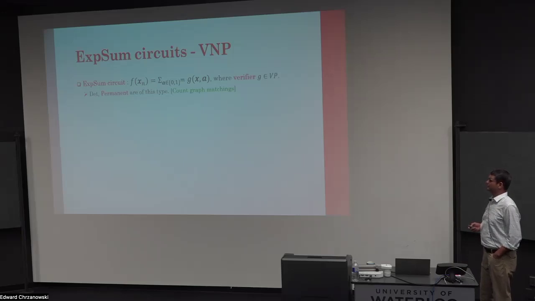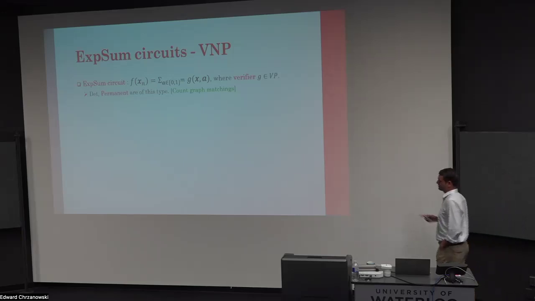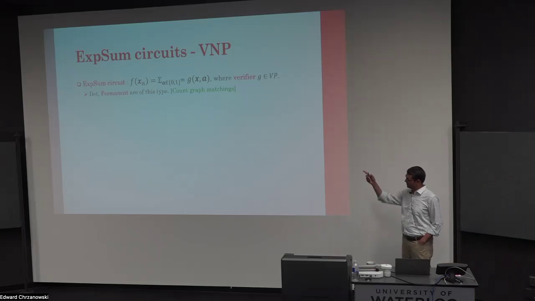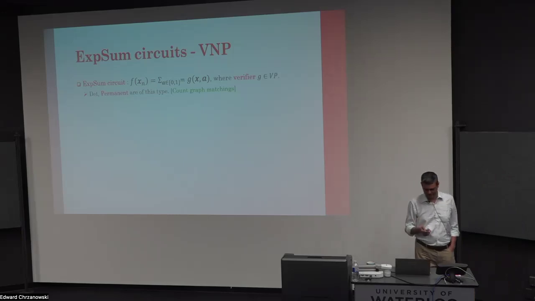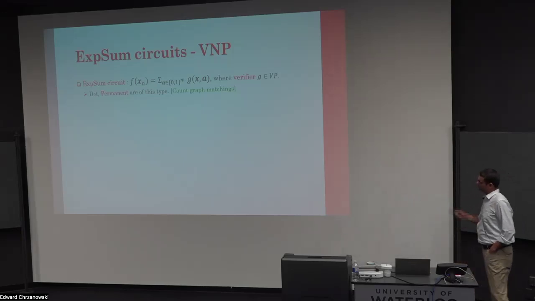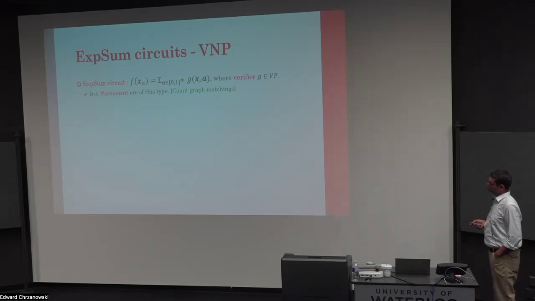I don't think it is easy to see that the determinant is also of this type. From the definition, you can somehow deduce this. But the determinant will also be of this type, which is not so interesting because the determinant, I already said, is in VP. So it's a practical thing. Being of this type is not that impressive. But both these examples are of exponential sum circuit type.